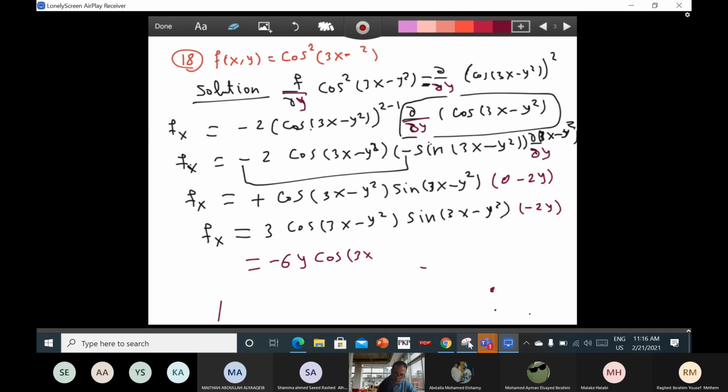Sorry, I missed changing this one. Doctor, the 3 must not be included. Sorry? The 3 in 3 cosine 3x y? The 3 is the derivative for x. It's 0, so it must be removed. Yeah, I remove it. It's 0.